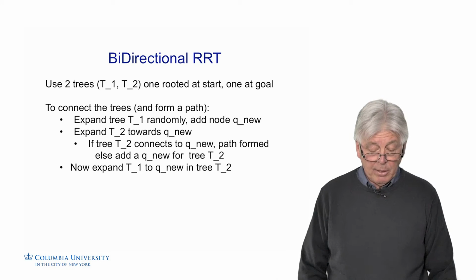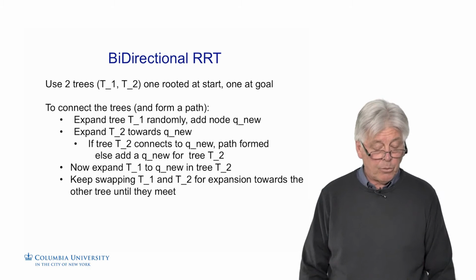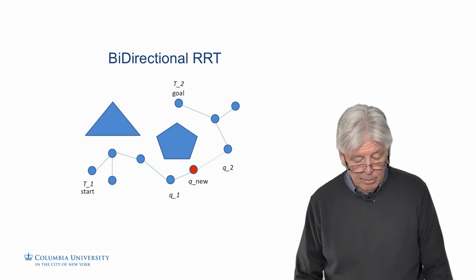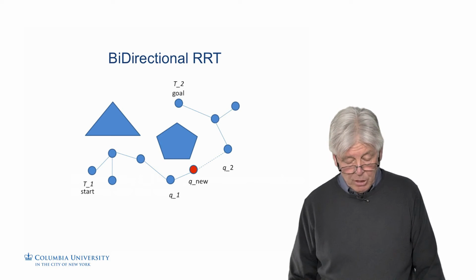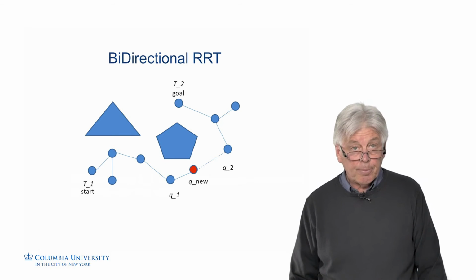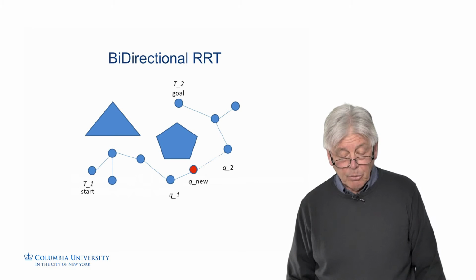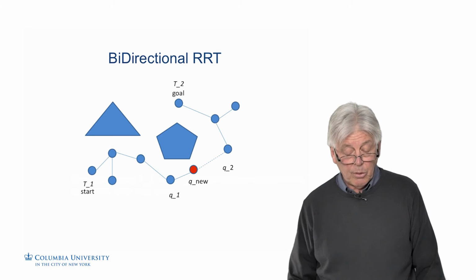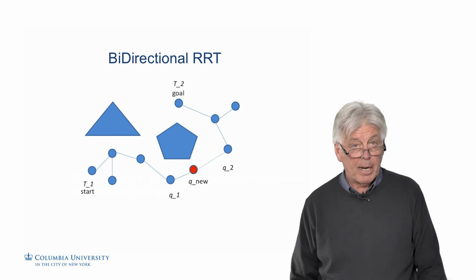And we keep swapping T1 and T2 for expansion towards the other tree until they meet. So you can see here we have a start T1, a goal T2, and we keep building these trees, and eventually we get to a point where Q new was added to tree T1, and at that point that becomes the goal for tree T2, and for Q new, we can go find its nearest neighbor as Q2, and then we can create a link, and now we have a path for this bidirectional RRT.